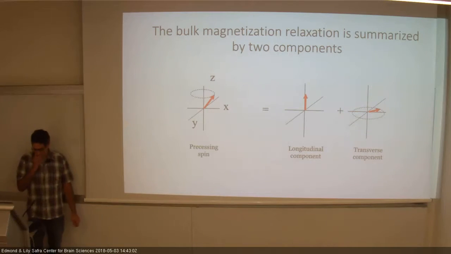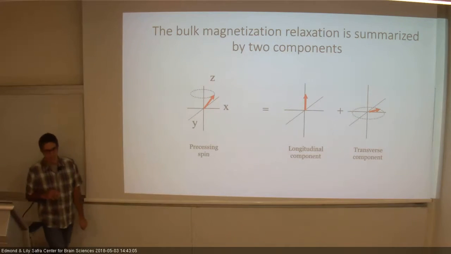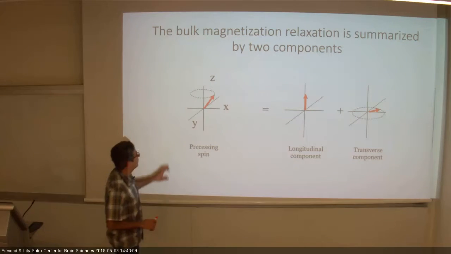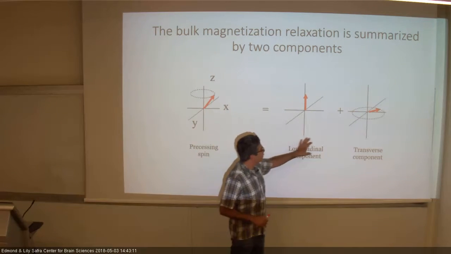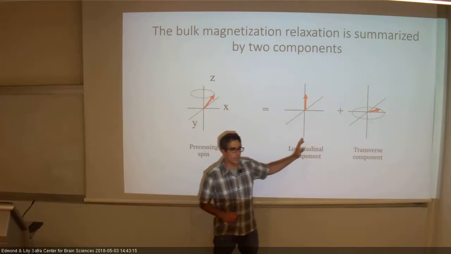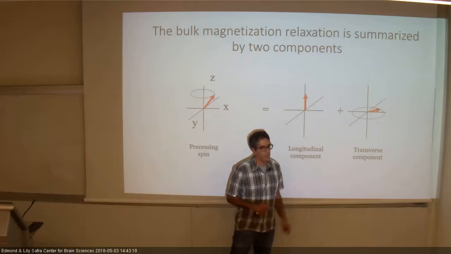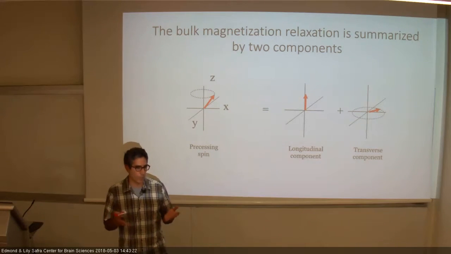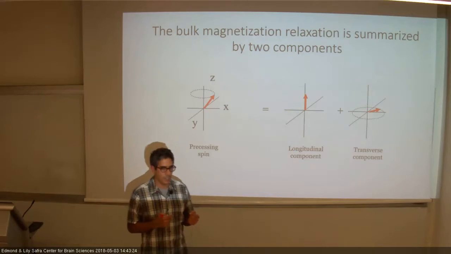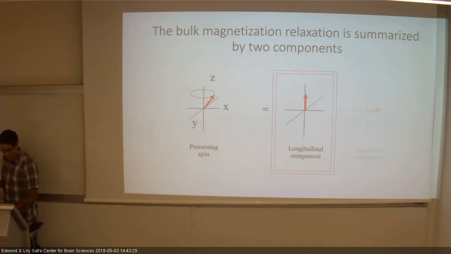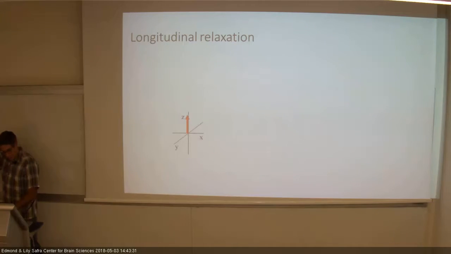So what we're gonna do is describe the two main phenomena of relaxation. There's two main phenomena. One called longitudinal relaxation, and the other called transverse relaxation. And there are two competing phenomena that happen in this experiment. Let me do the longitudinal relaxation now.